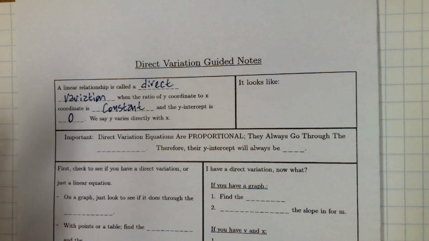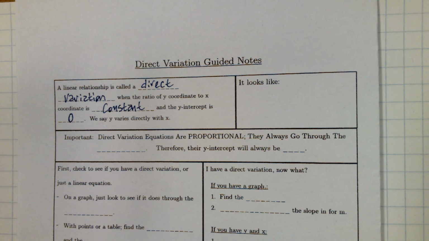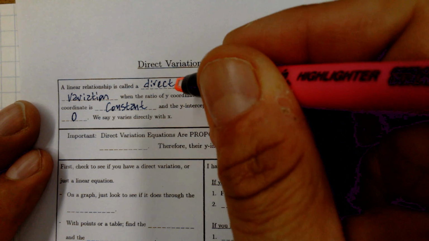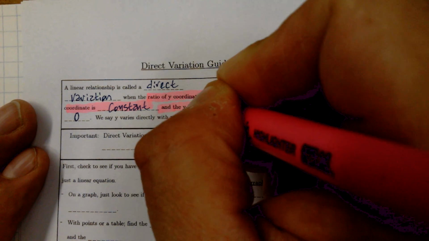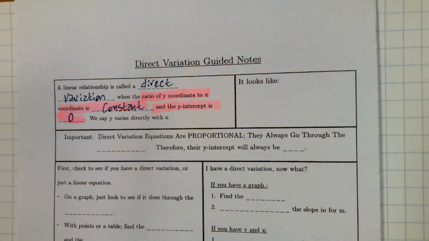Remember, we talked about y-intercept on Monday? It's where it crosses the y-axis. So these are the two key components. So I'm going to highlight those things. So direct variation is when the ratio of the y coordinate to the x coordinate is constant and the y-intercept is 0. And what we normally say is y varies directly with x.